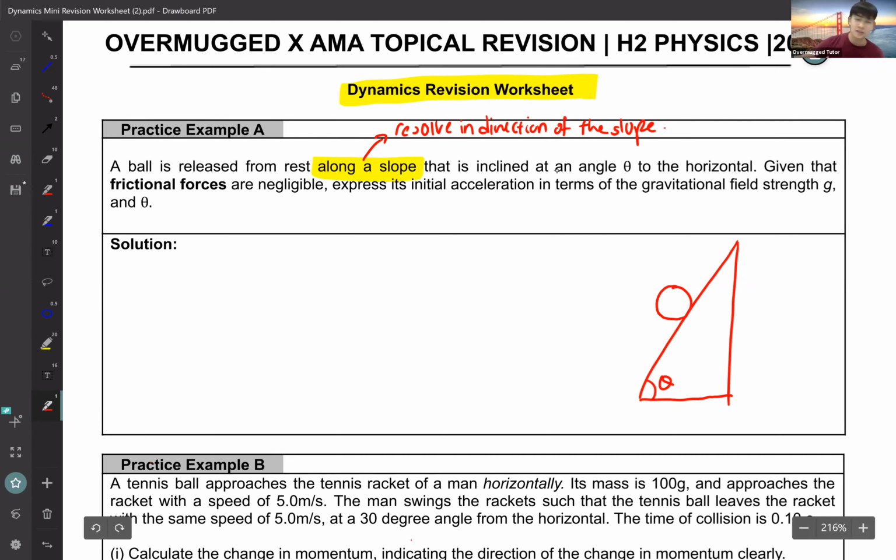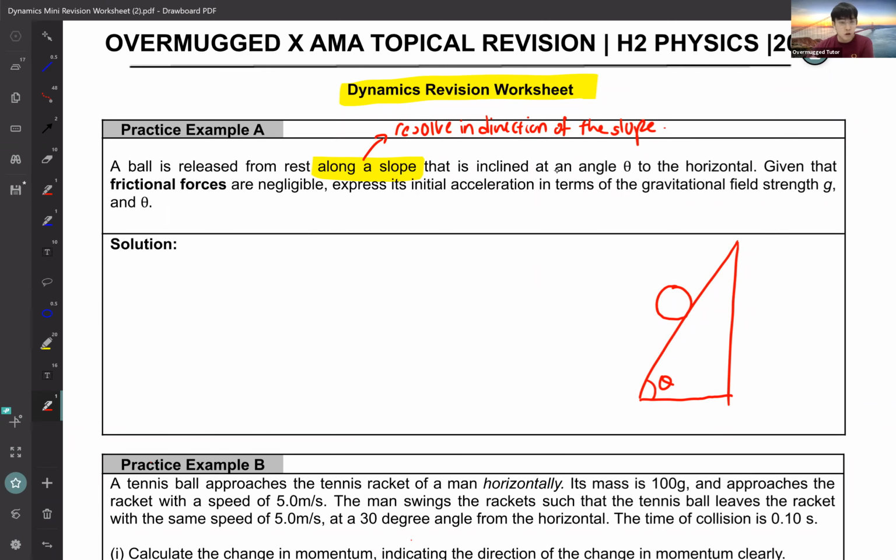Okay, and draw that as well, accelerating from rest. Okay, so now remember, you need to consider the system and define it well. So what is the system that we consider? Is it the ball or is it the slope? It's the ball, only the ball. You do not care about the forces acting on the slope, only the ball.